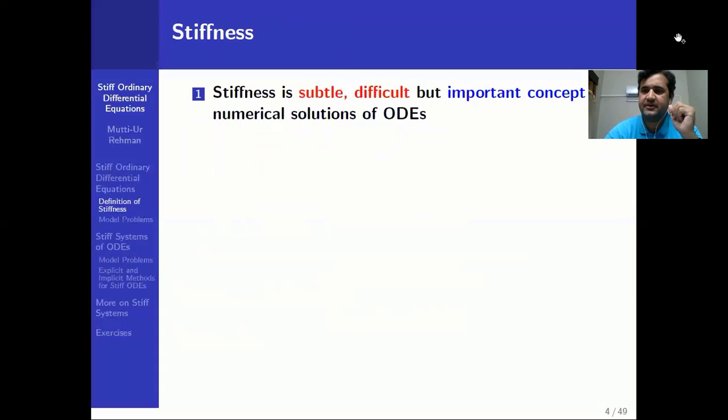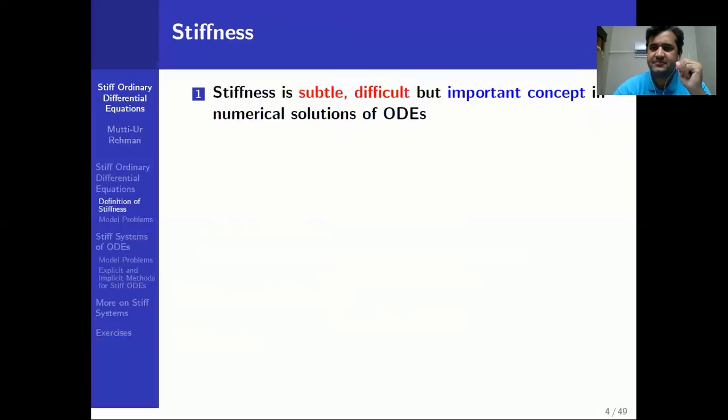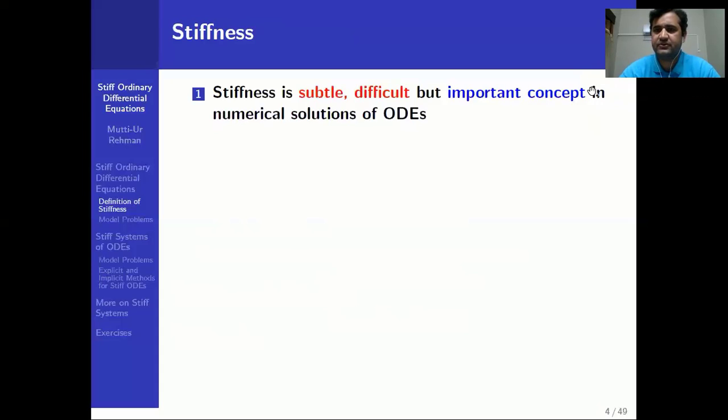As I told you earlier, stiffness is, of course, a subtle, difficult concept when you talk about the behavior of the solutions of ordinary differential equations. But it is an important concept, especially when you talk about the numerical solutions of ordinary differential equations.